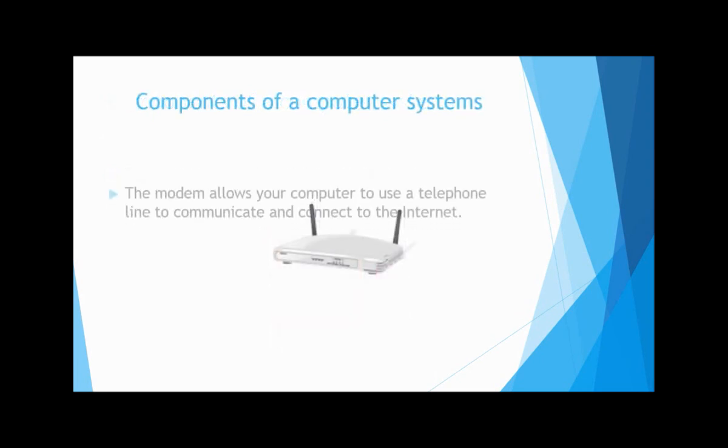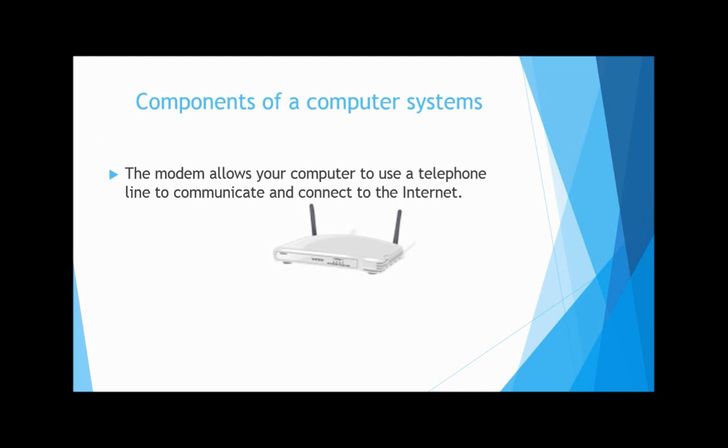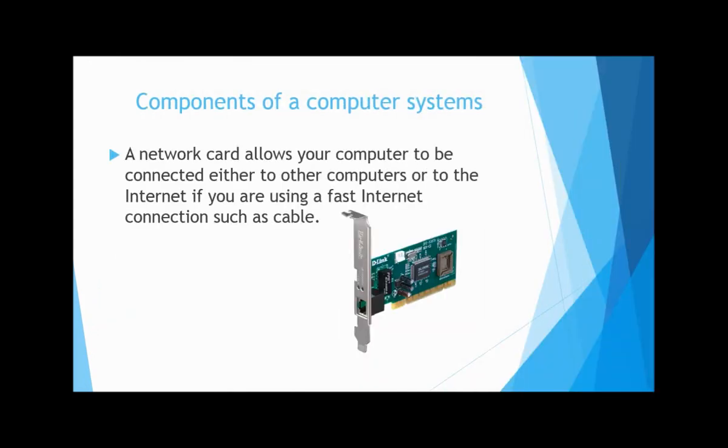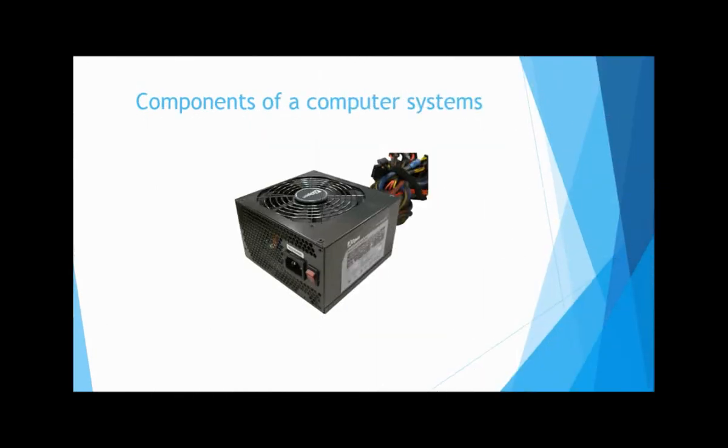6. Modem. The modem allows your computer to use a telephone line to communicate and connect to the internet. 7. Network card. A network card allows your computer to be connected either to other computers or to the internet if you are using a fast internet connection such as cable. 8. Fans. One or more fans inside the computer keep air moving and keep your computer cool. 9. Cables. Numerous wires and flat, ribbon-like cables provide power and communication to the various parts inside your computer.